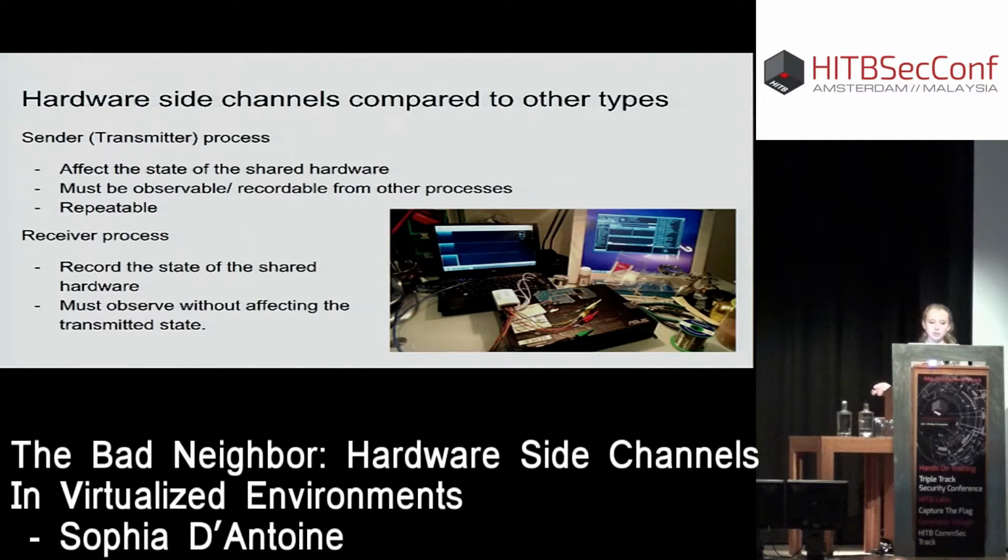On the other hand, the receiving process must be able to record these changes in either the pipeline or the cache tiers or the main memory, but do that without affecting the actual artifacts that are being placed there, without affecting the transmitted behavior that the transmitting process is putting there.